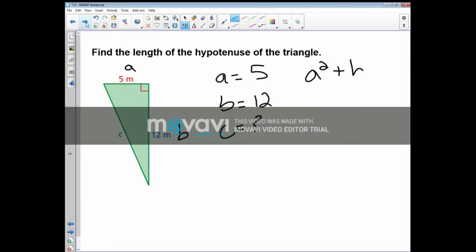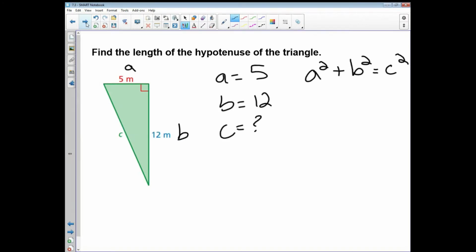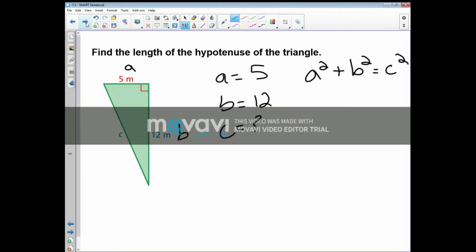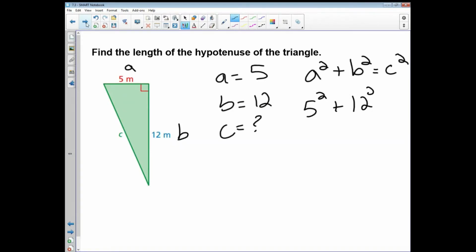And again, the Pythagorean theorem is a squared plus b squared equals c squared. And we're going to just simply plug in the numbers for the variables in the equation. So we only know a and b, so that means we can't plug in anything for c. So we're going to solve the Pythagorean theorem equation for c. Okay, so we'll just write 5 squared plus 12 squared, because a was 5, b was 12.